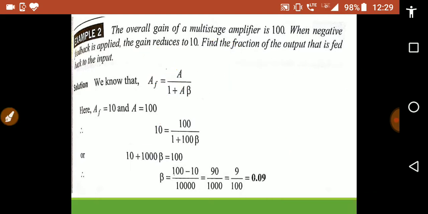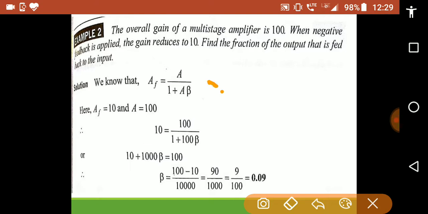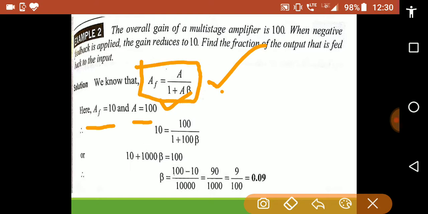So let us see. We know that the gain with feedback AF equal to A divided by 1 plus A beta. Here AF equal to 10 and A equal to 100. So putting these values in this equation, we have AF is 10. So 10 equal to 100 divided by 1 plus 100 into beta.